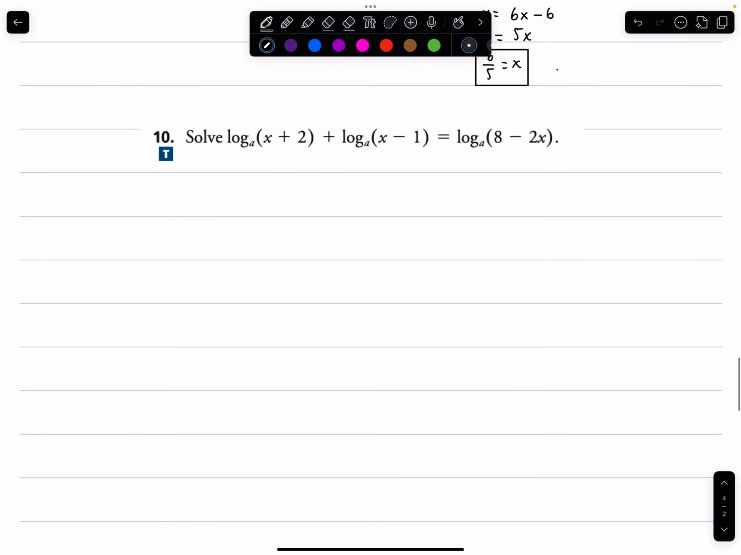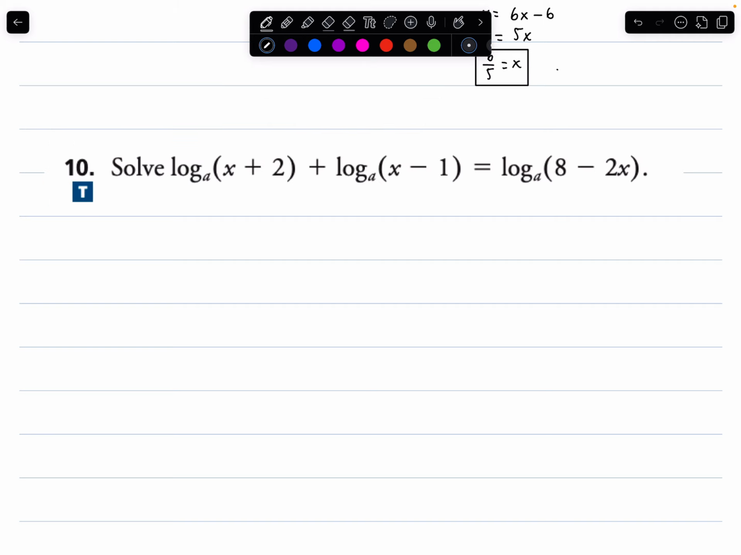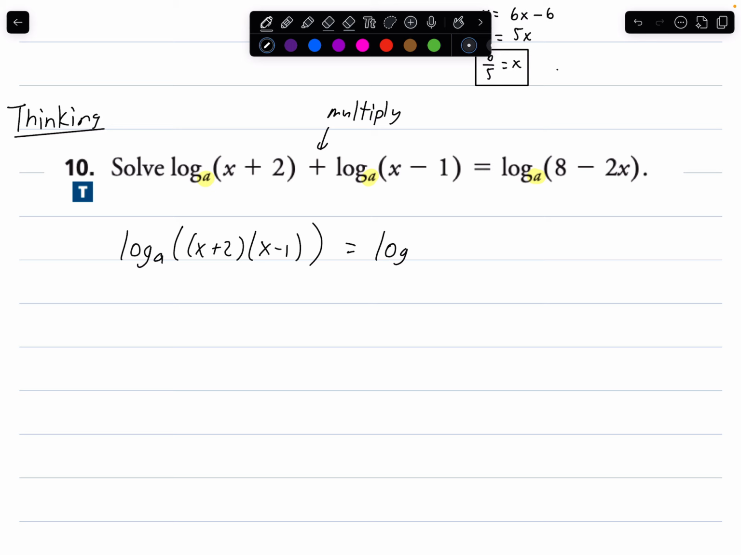And this question is a thinking problem, okay? So I'm just going to write here, this is a thinking problem. So let's look at this. What do I notice off the bat? I have log A, and log A, all the same base. So what can I do if it's all the same base? This first one, I'm going to have this as x plus 2 and x minus 1 because we're adding. So remember, adding means we multiply. And this is going to be equal to log A of 8 minus 2x.